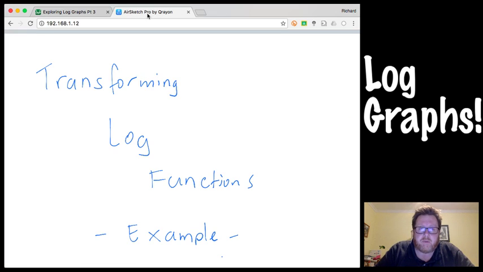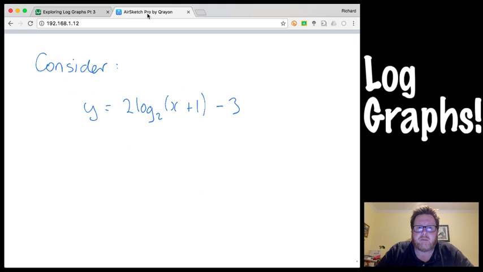So for this video, we're going to have a look at this function here, y equals 2 log base 2 (x plus 1) minus 3. Now, the log base 2 doesn't really have any impact on what we're drawing here as a sketch. It would have an impact if we were literally graphing it, but as a sketch it doesn't have much of an impact. I've just chosen it to give us a decent sort of curved line. I could have chosen anything to illustrate this.